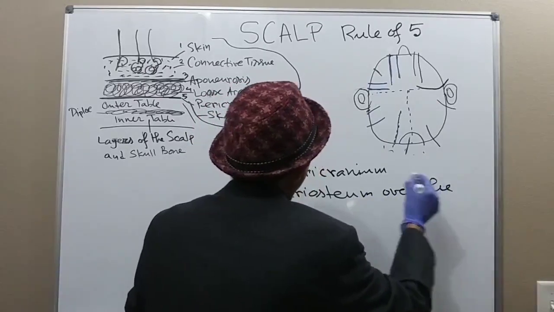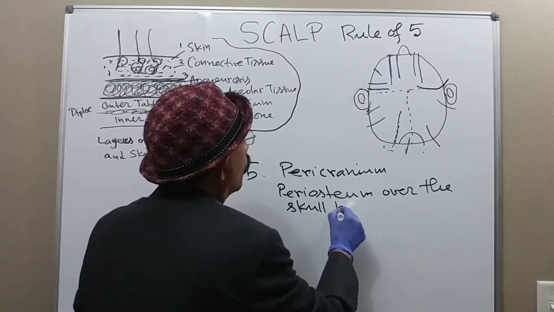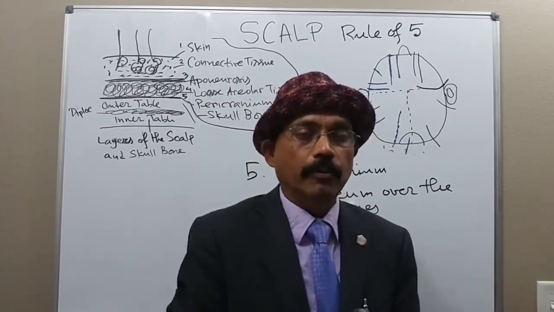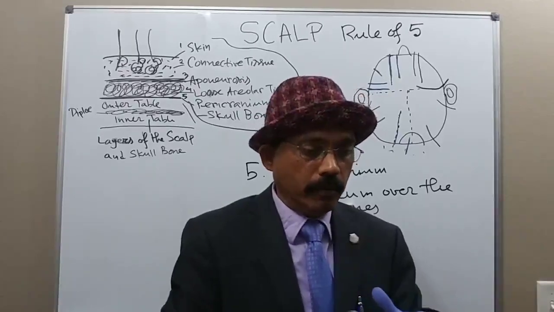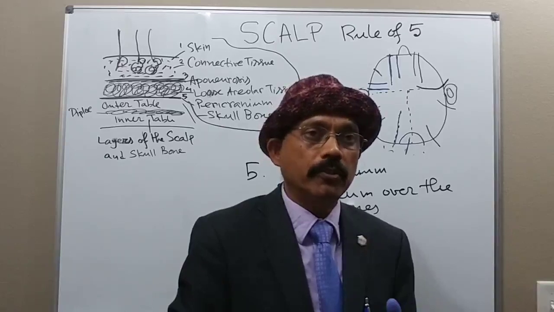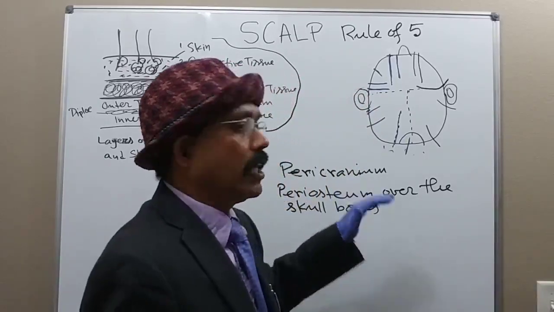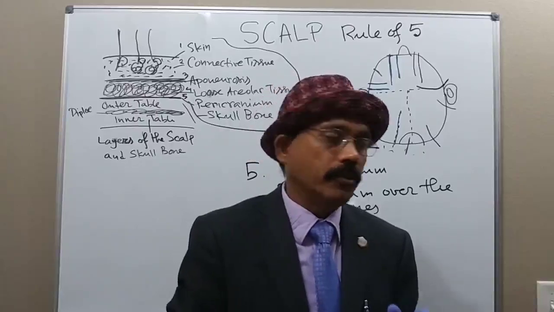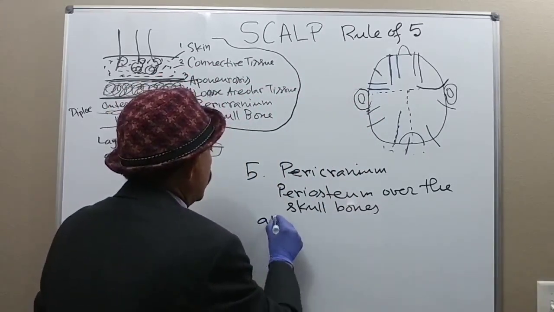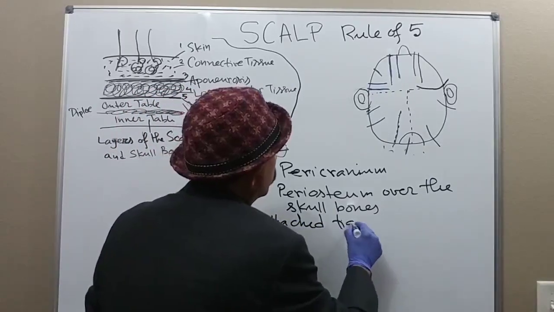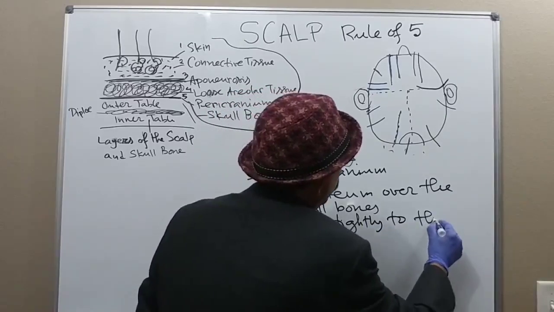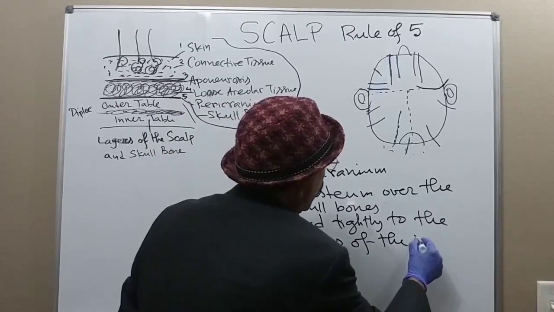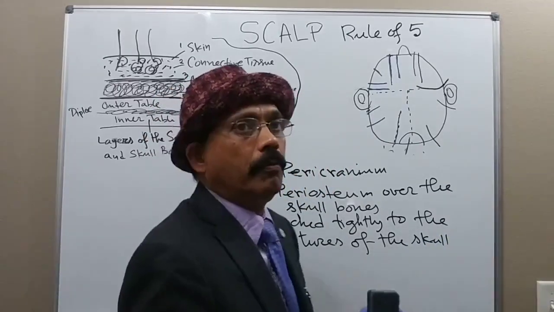Okay, so it can be separated from the skull bone, but it is fixed at the joints between the skull bones. We call them sutures. So the pericranium is attached very tightly to the sutural lines of the skull bone, tightly to the sutures of the skull. Okay, we got the pericranium.